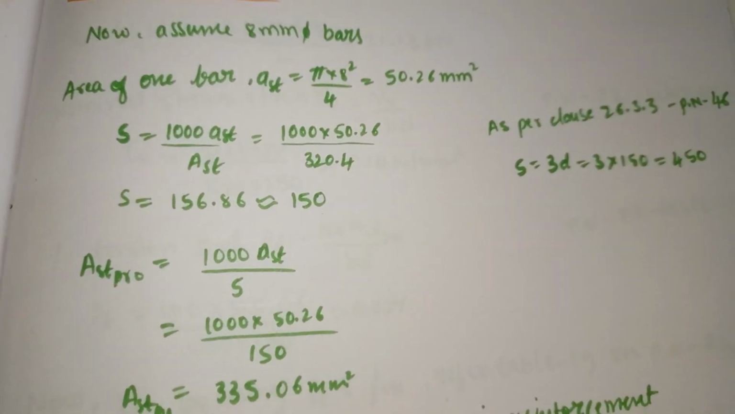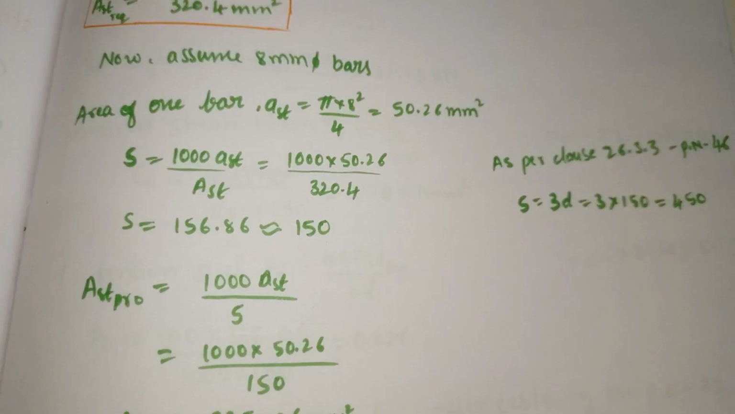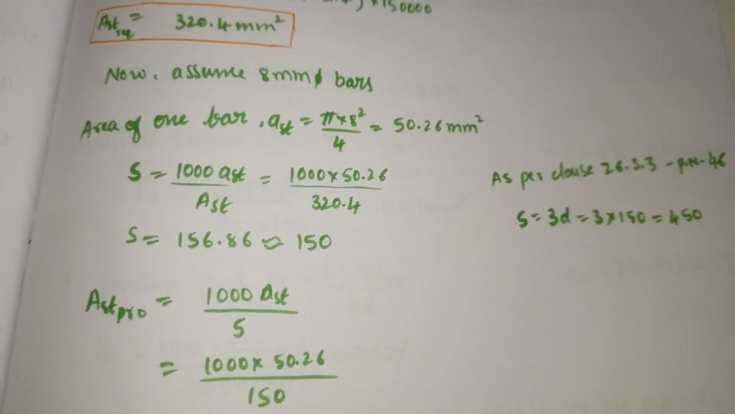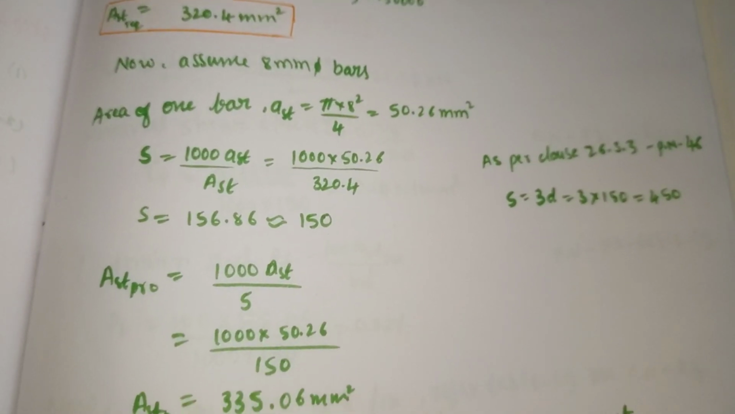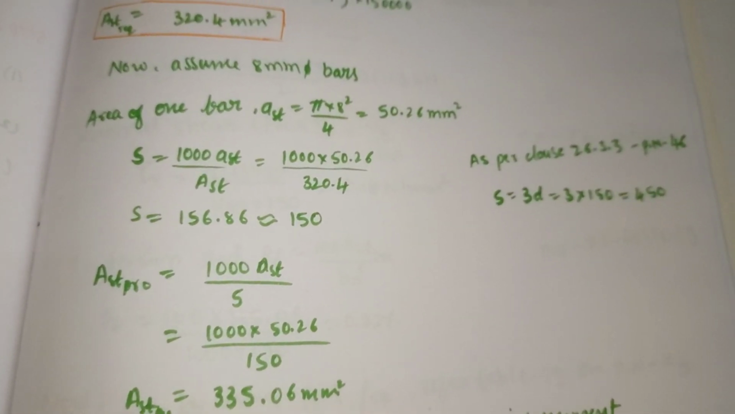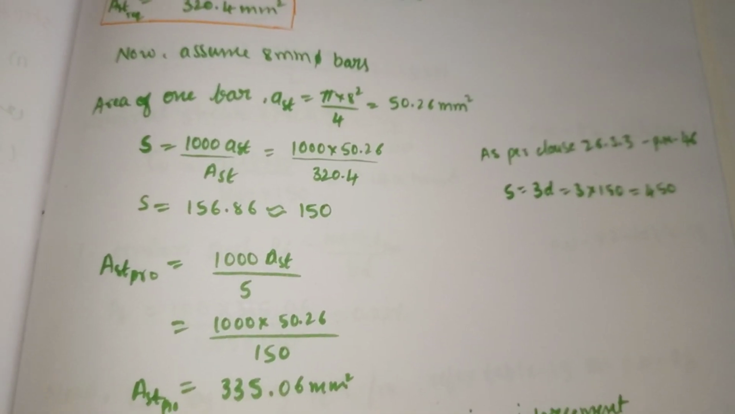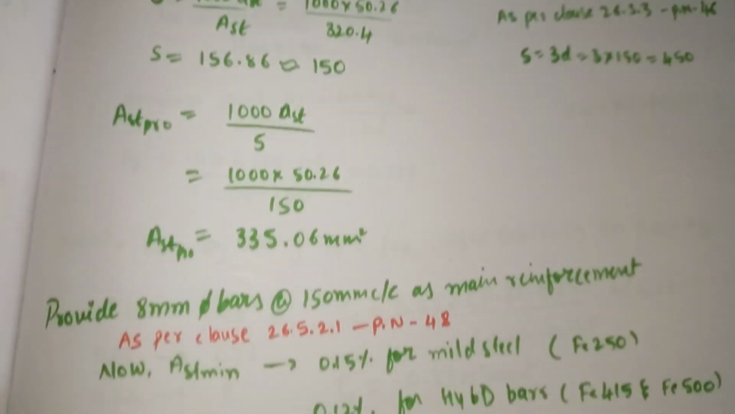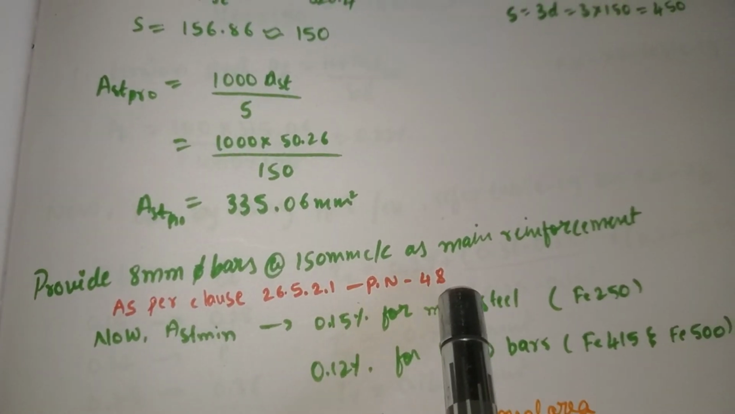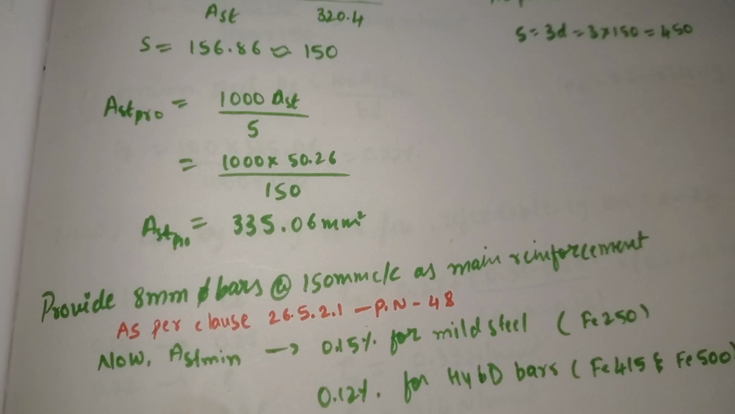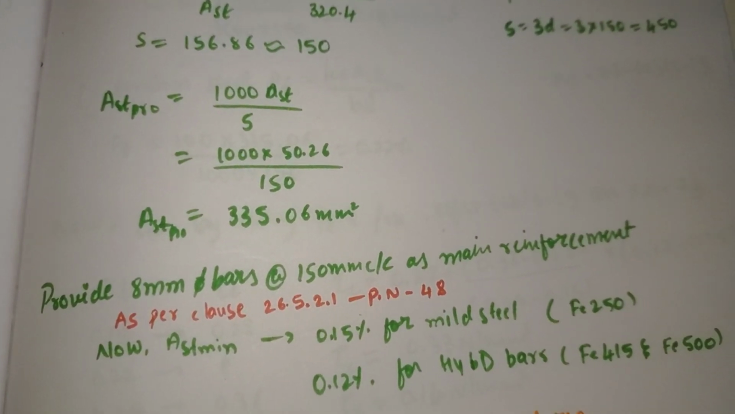So next we have to calculate the distribution reinforcement and spacing. In the same way, we'll go for the calculation of the distribution reinforcement. For that, as per clause 26.5.2.1, page number 48, what it says, we have to calculate one more thing, that is AST minimum.